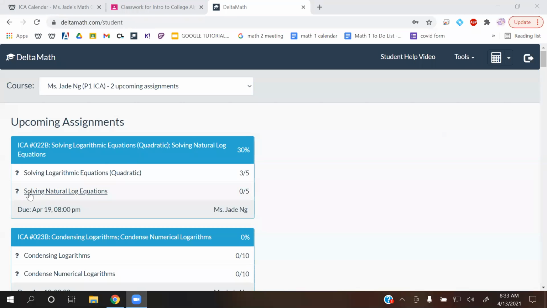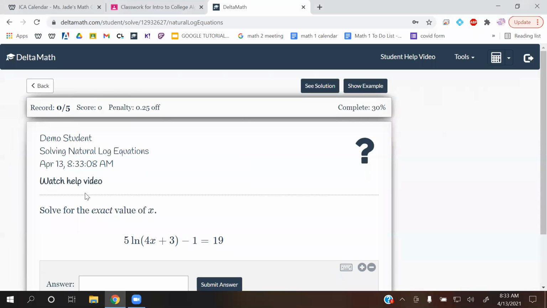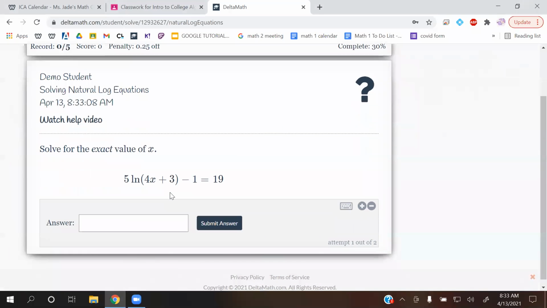So we want to go to the next category, which is solving natural log equations. We'll do 3 examples from here as well. Okay, so when we have this log, it's a natural log. The ln stands for natural log. I think we briefly talked about this, but not too much.